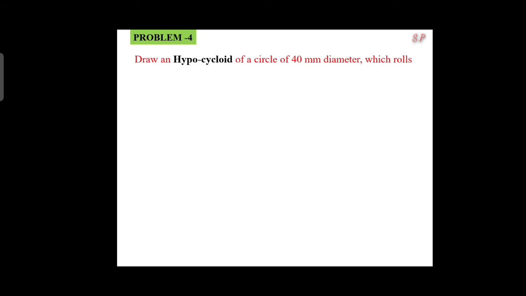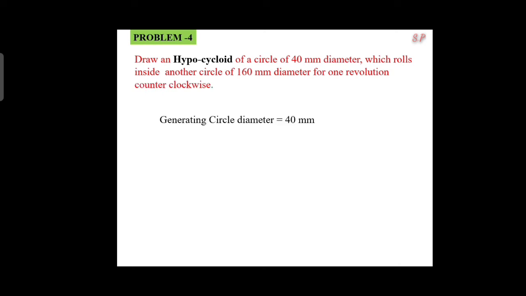Draw a hypocycloid of a circle of 40 mm diameter which rolls inside another circle of 160 mm diameter for one revolution counterclockwise. So here you know that the generating circle diameter is 40 mm and it rolls inside another circle. That means the directing circle diameter is 160 mm. And here, for one revolution, the rotation angle theta is equal to 360 into 20 divided by 80. You will get 90 degrees.